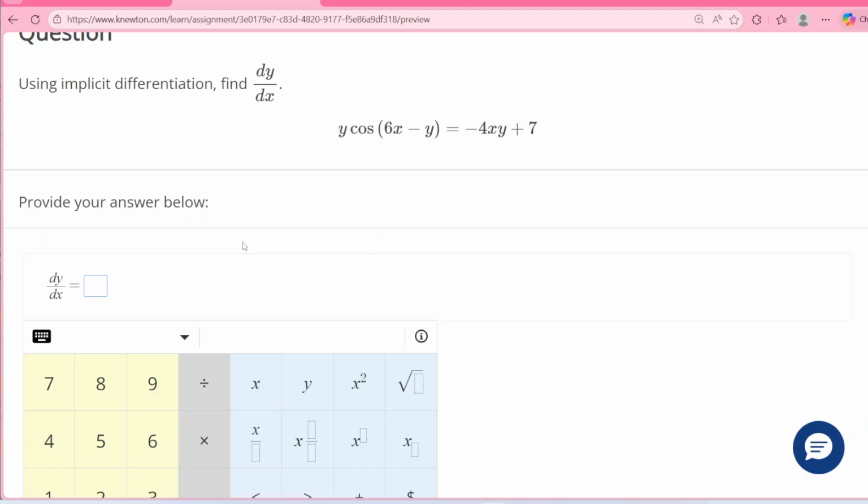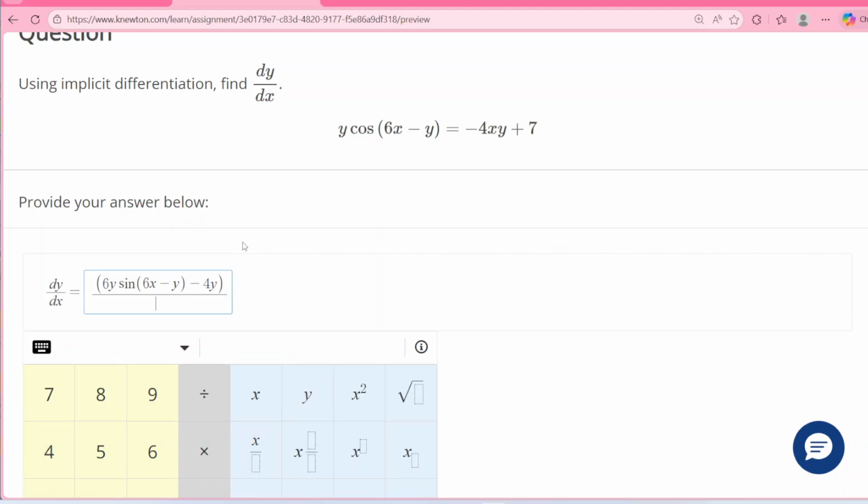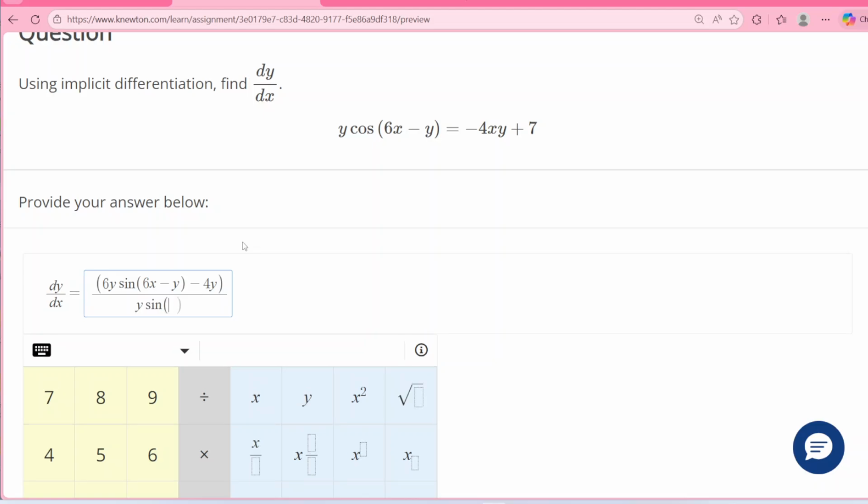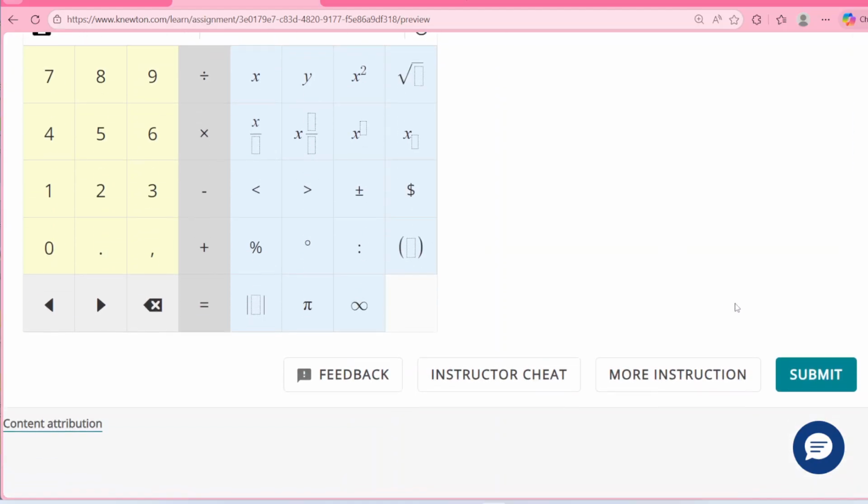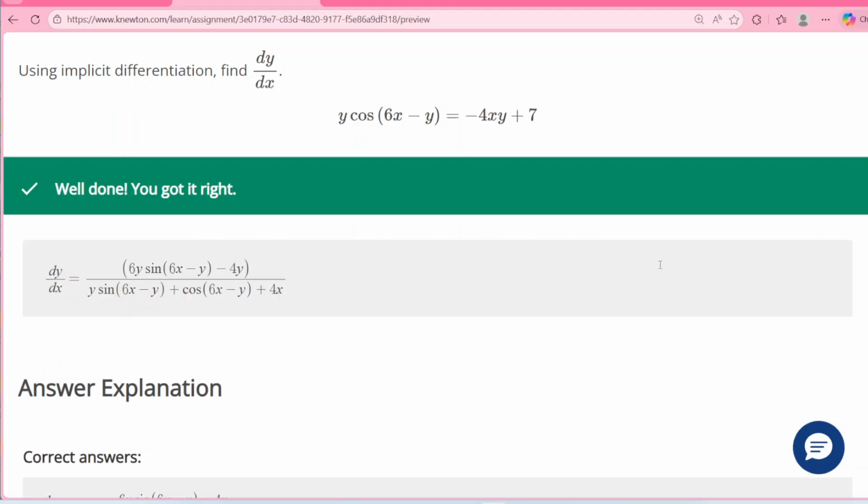So there's a lot involved with the product rules. I got my numerator, 6y times the sine of 6x minus y, and then minus 4y. And in the denominator, y times the sine of 6x minus y, plus the cosine of 6x minus y, and then plus 4x. Let me just double check. Comparing it to what I've written, yes, it looks like that's good for my y prime. Hooray.